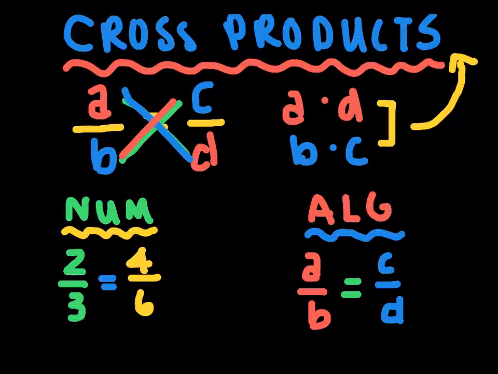So if we do it over here, with the numbers, we have 2 times 6, which is 12, and then 4 times 3, which is 12. So we know that this is proportional. And then over here in algebra, A times D, B times C.